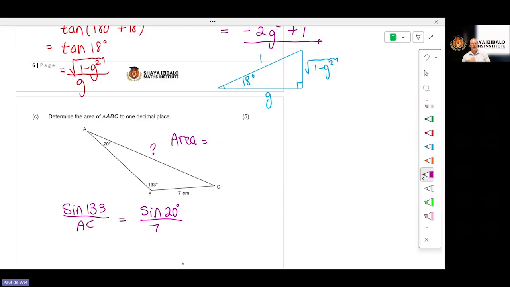And then I cross multiply. AC is equal to 40.968 centimeters. I'm going to write down that if we cross multiply, we get 7 sine 133, and we get AC times the sine of 20. So on this side, we've got AC times the sine of 20, and then we divide both sides by the sine of 20.